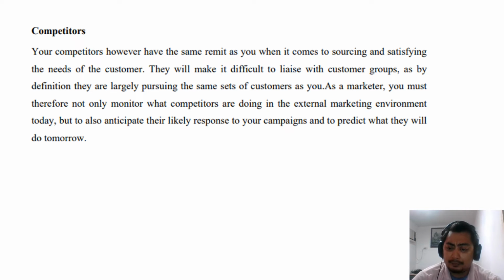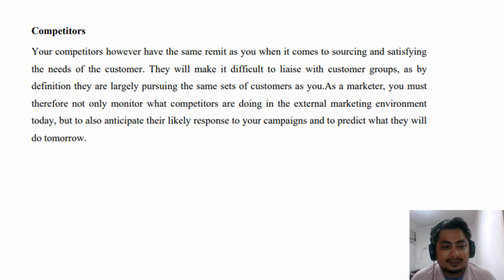But, at the same time, you are not the only one who's conducting business, no? You are not the only one who has a food stall sa USPF. There are others like you, and they are what you call your competitors. They will make it difficult to liaise with customer groups as by definition, they are largely pursuing the same sets of customers as you. So, di ba, survival of the fittest. Your market is also their market. Your customer is also your competitor's customers.